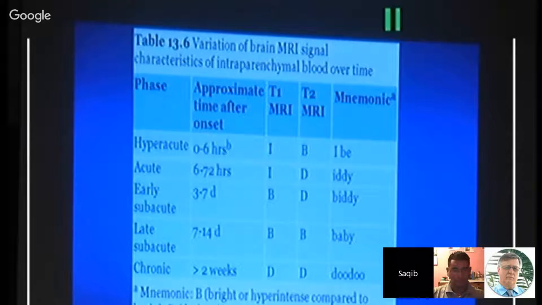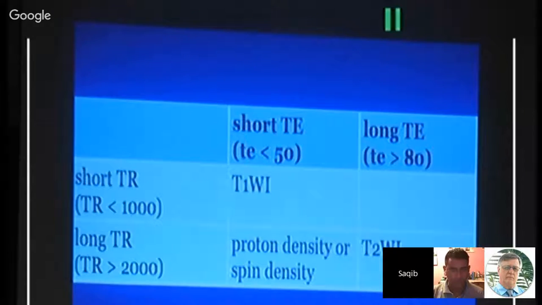All right, B is bright. So IB, ITI, which is ID, right? So bright, dark for blood that's between 6 hours and 72 hours. Itty bitty, bright dark, baby, bright bright, and doo doo, which is DD. So IB, itty bitty, baby, doo doo. And then you have to just remember what the times are. But I think it's probably the easiest mnemonic that I know of to look at it, rather than trying to draw curves and so forth that we all used to draw.